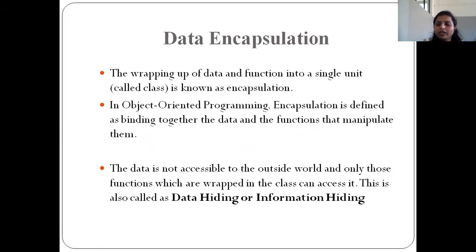Understood what data encapsulation means? The wrapping up of data and function into a single unit is known as encapsulation. In object-oriented programming, encapsulation is defined as binding together data and functions that manipulate them. The data is not accessible to the outside world, and only those functions which are wrapped in the class can access it. This technique is called data hiding or information hiding.